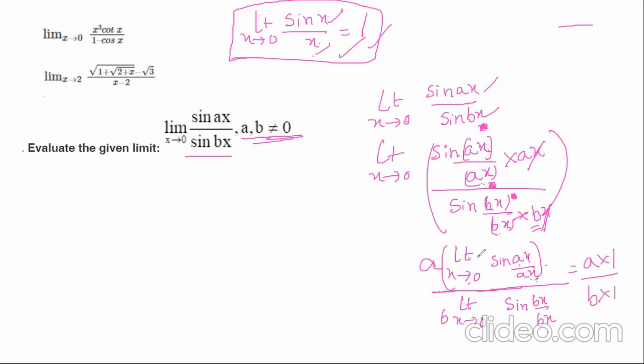Why I kept like this? So the total thing sin x by x is equal to 1. So what is the answer? A upon b. Got it?